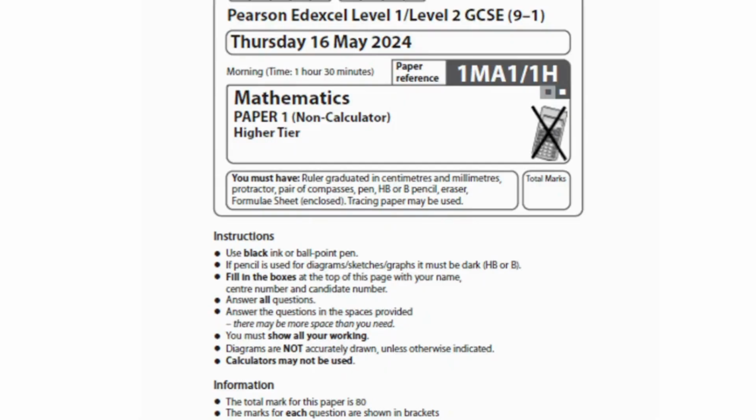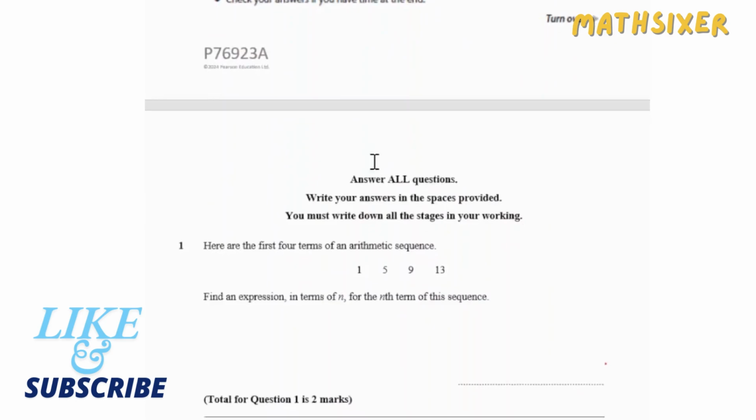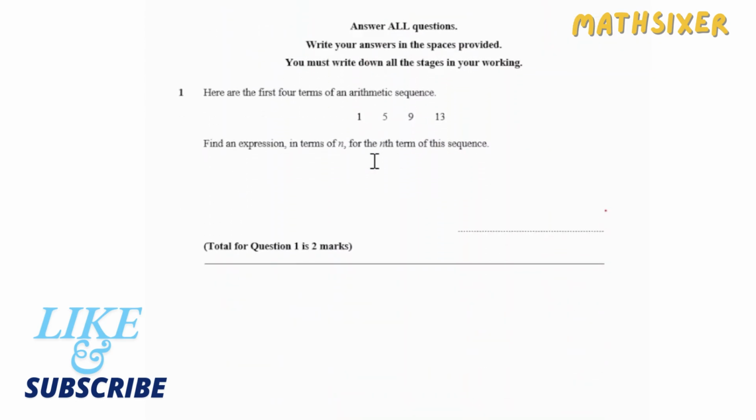Hello dear students, so we are looking at the May 2024 Paper 1 GCSE. If you do the non-calculator paper and get around 67 to 70 marks, you will easily secure grade 9. So let's see the questions one by one. We're going to solve the paper. Okay, so let's see the question.